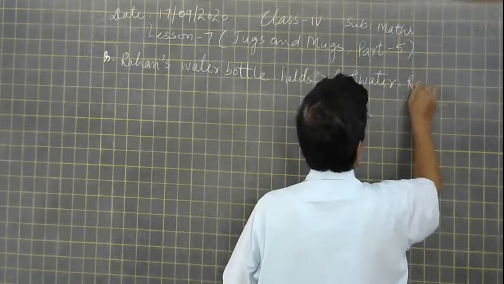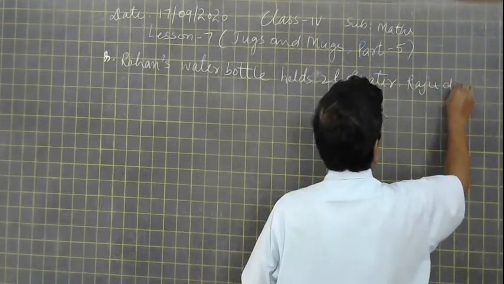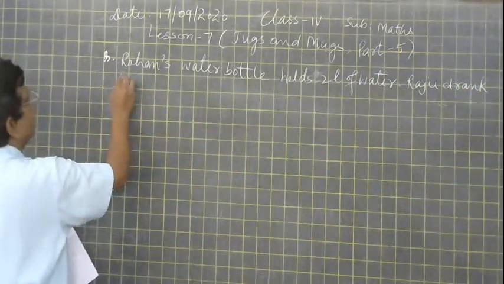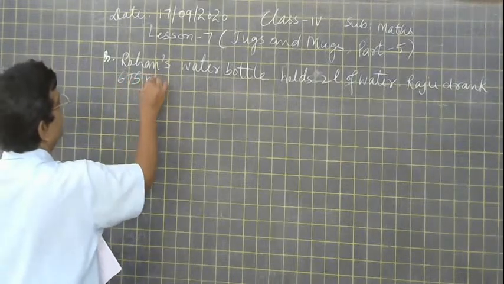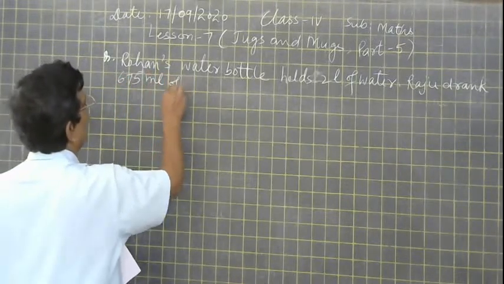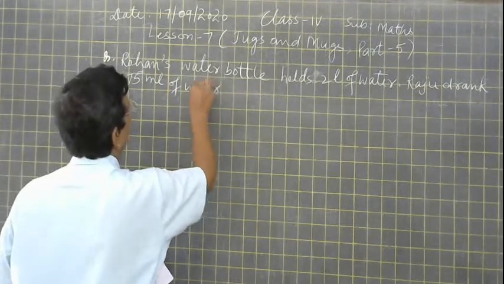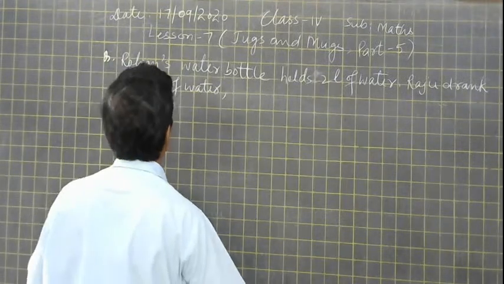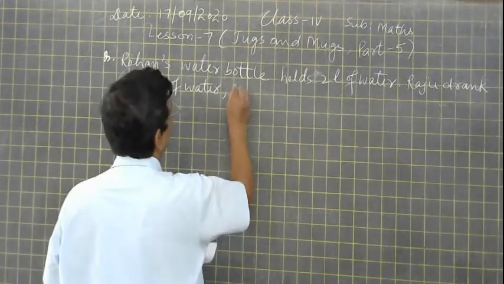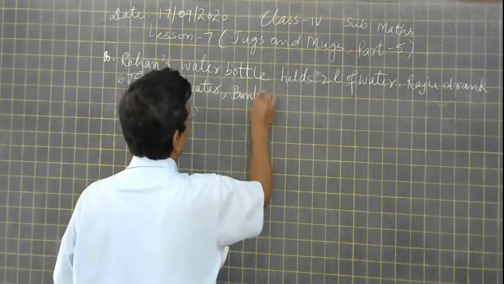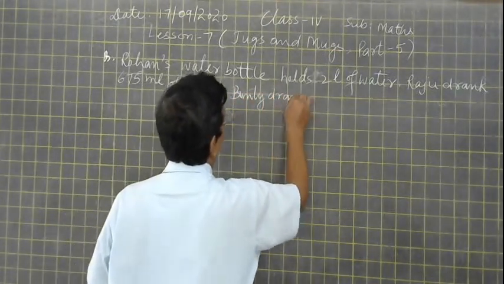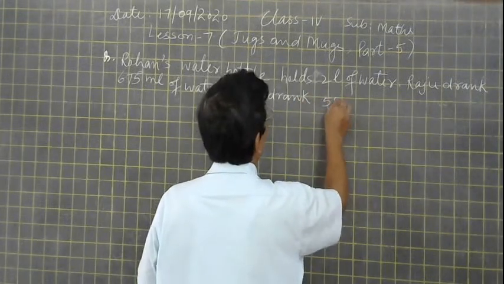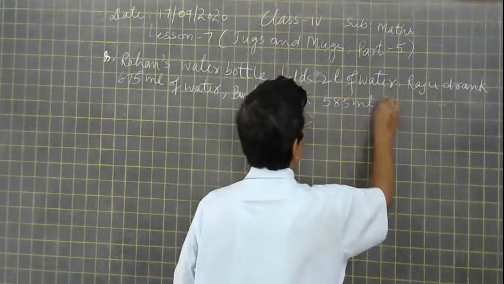Raju drank 675 milliliters of water. Next, another child is there, that is Bunty. Bunty drank 585 milliliters of water.